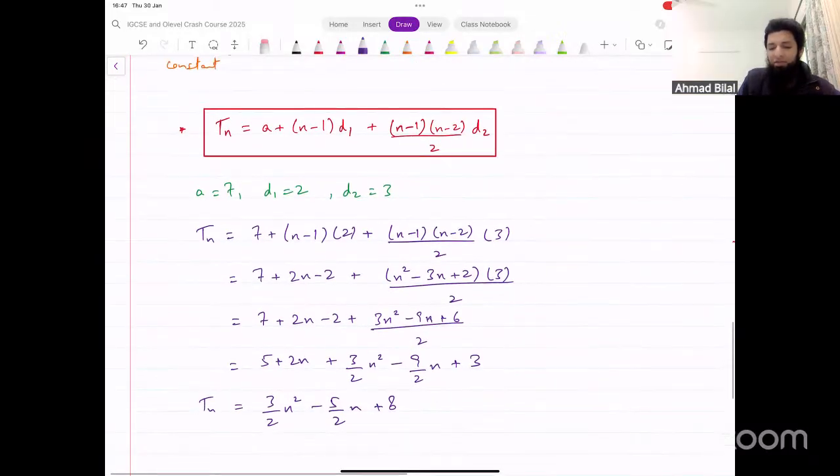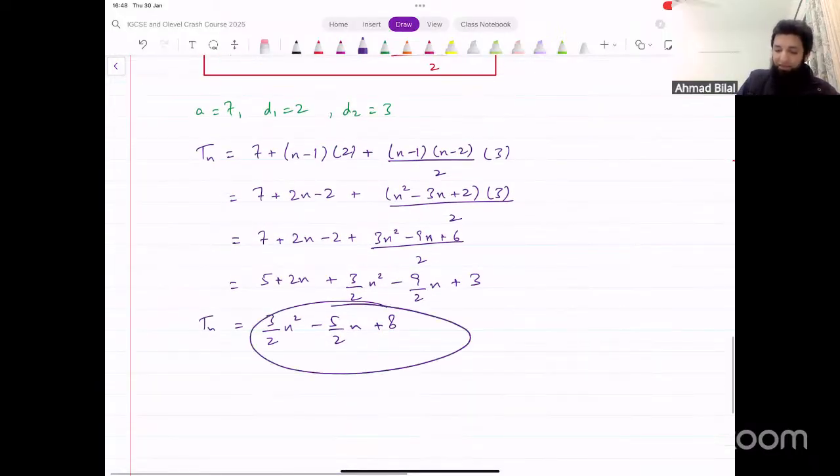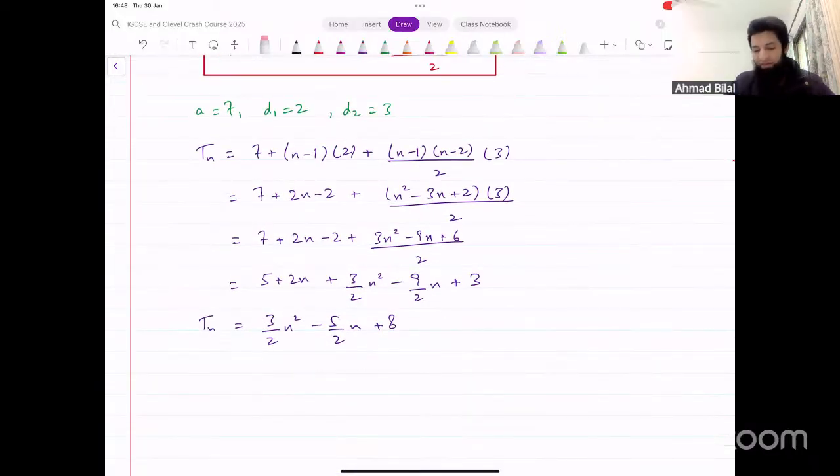Now, I actually wrote the sequence randomly from my head. That's why the nth term formula that we're getting is in fractions.